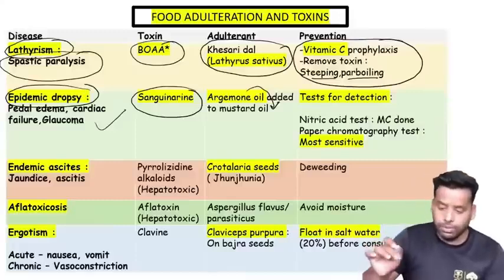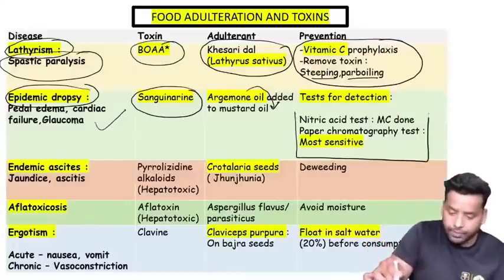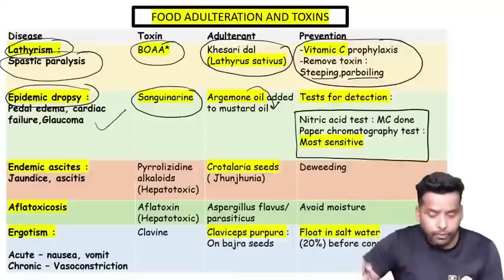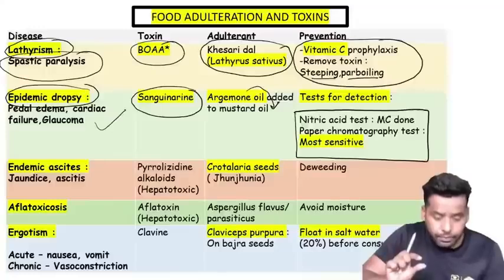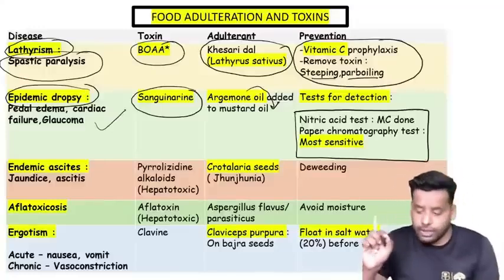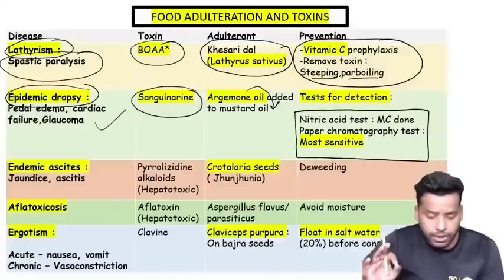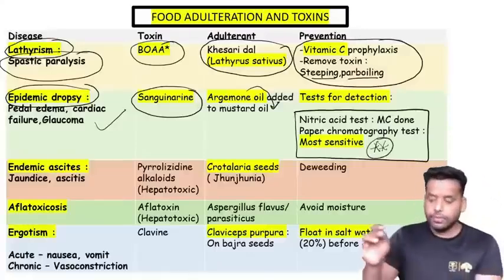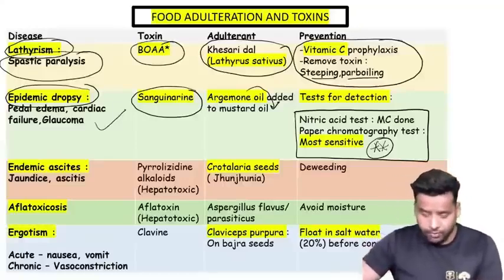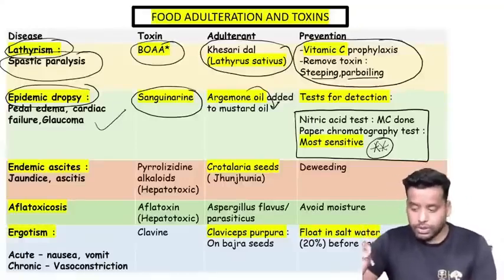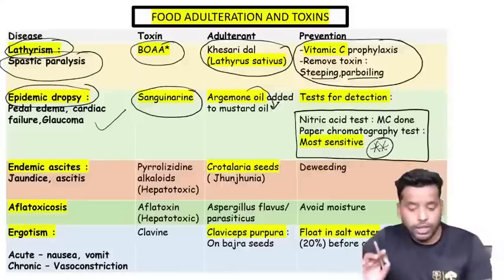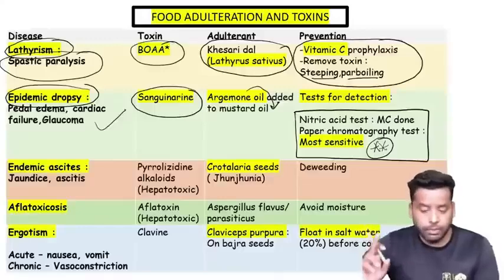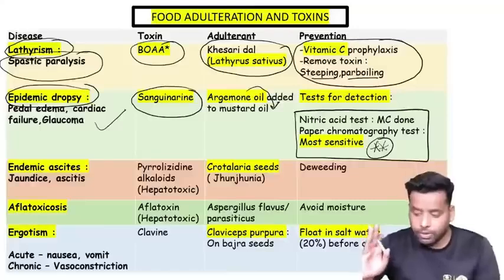That is why we are asking food inspectors, they will go to shops and do this test. Nitric acid test is most commonly done for detecting argemone. Paper chromatography test is the most sensitive test. Which is the most sensitive test to detect argemone? See my words properly: paper chromatography test.